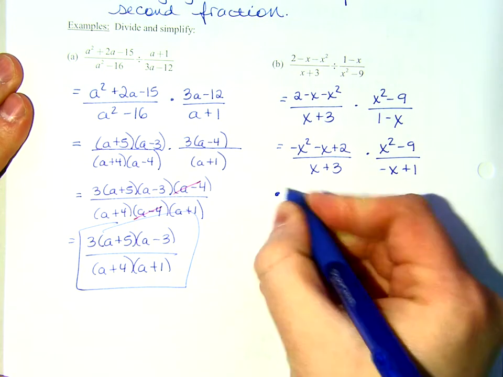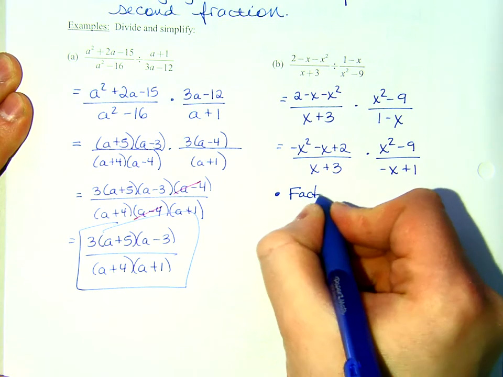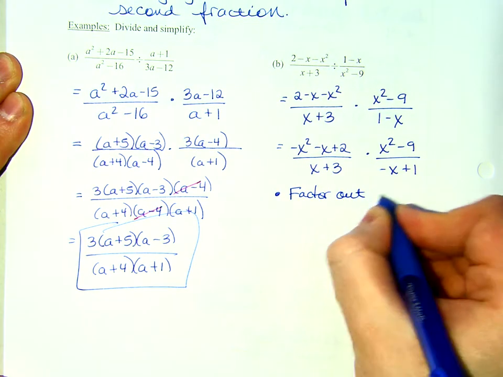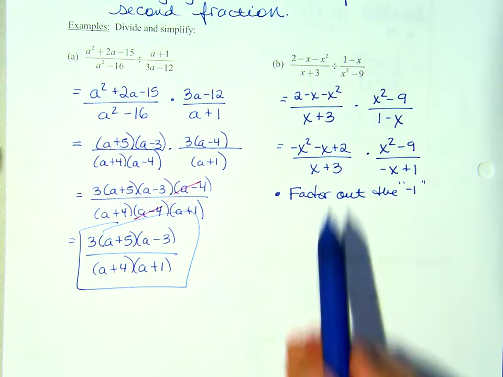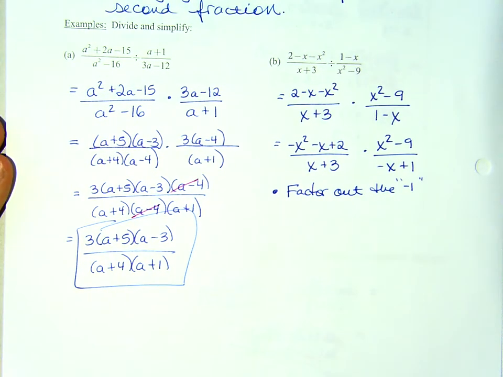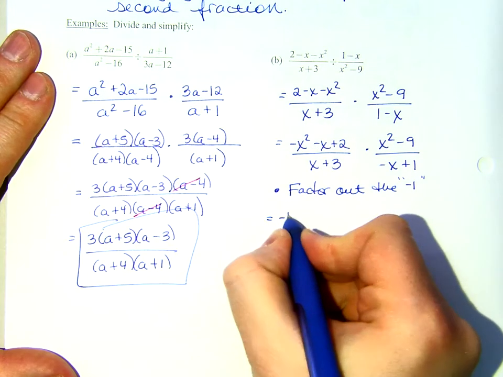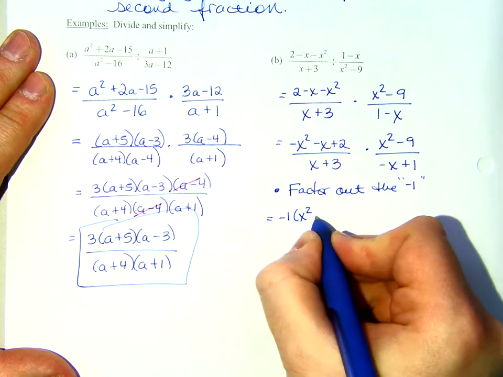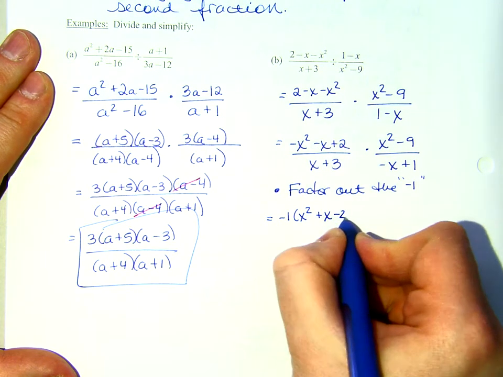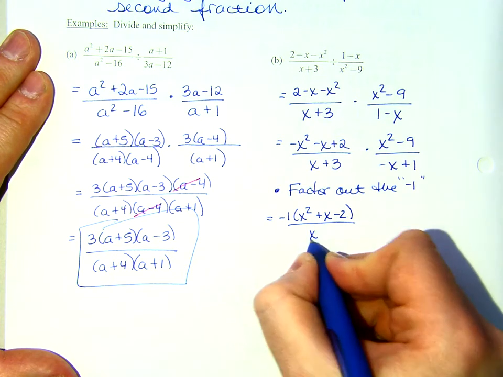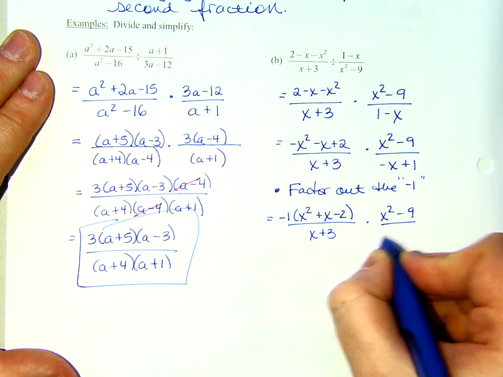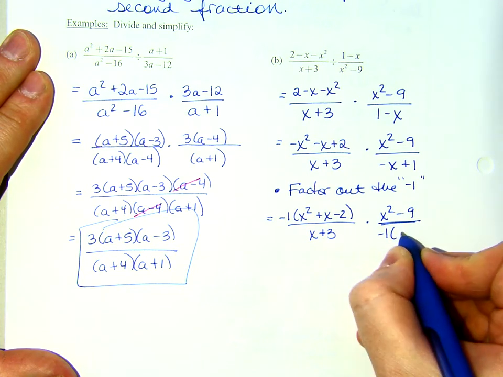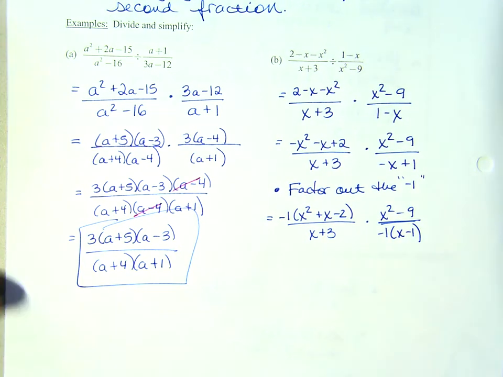So I think I want to actually add that in here in words. We're going to say factor out the negative 1. And I think I need to do that in two different places, in my first numerator and my second denominator. So this is going to be negative 1 times x squared plus x minus 2 over x plus 3 times x squared minus 9 over negative 1, factor out the negative 1 there, times x minus 1.